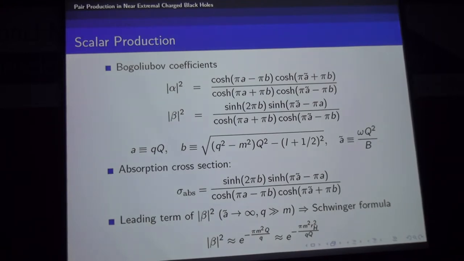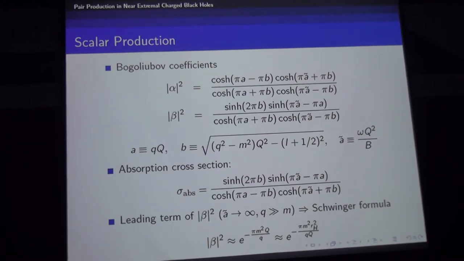So we can exactly find the closed form of the alpha square and beta square. And in this expression, there are three parameters, A, B, and A tilde. This is just a combination of the parameters from the scalar field and the black hole. So small q is the charge of the scalar field, and capital Q is the charge of the black hole. And here L is an integer. And more important is this absorption cross section. The expression of the absorption cross section we can have is this expression.